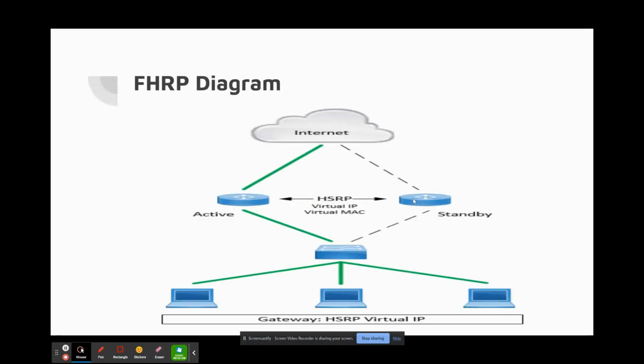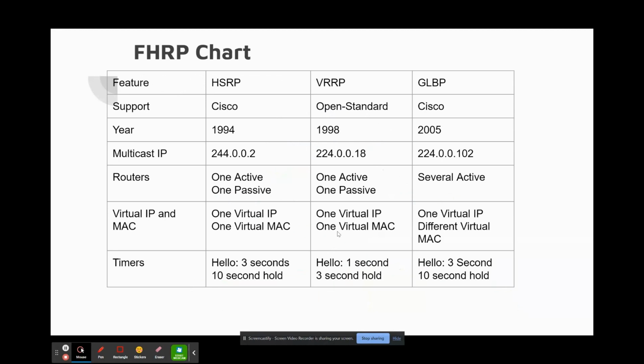And this is a diagram showing that there is an active router here that is connecting and giving service to the switch and then to the three computers. But if this active router happened to go down, the next would be the standby router, which would replace it and use the same functions.